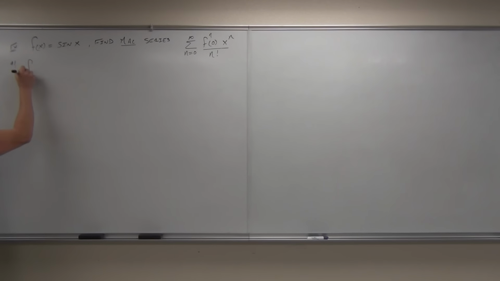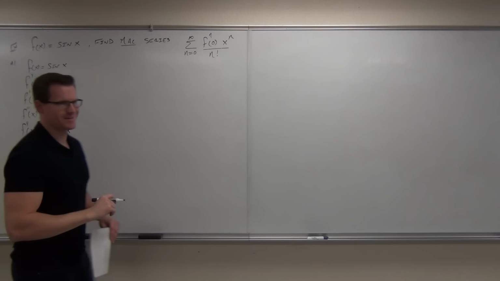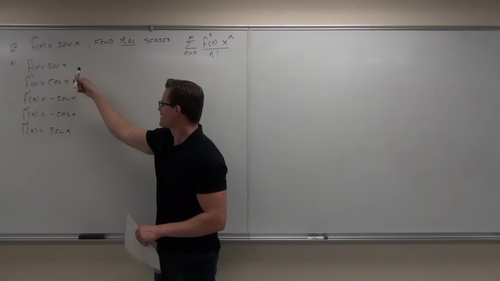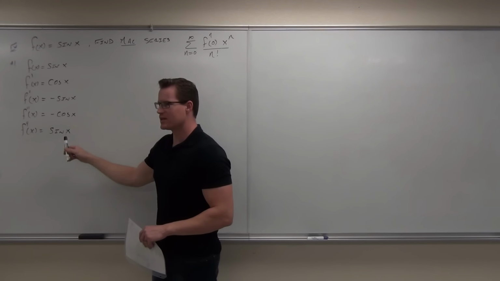So, okay, we'll start with our function, sine x. What's our first derivative, please? Cosine of x. What's our second? Oh, come on. I know that more than one of you know this. Negative sine of x. What's our third derivative? Negative cosine x. What's our fourth derivative? Sine of x. Is there a need to go any further? No. Okay, I hope not. Sine, cosine, negative sine, negative cosine.